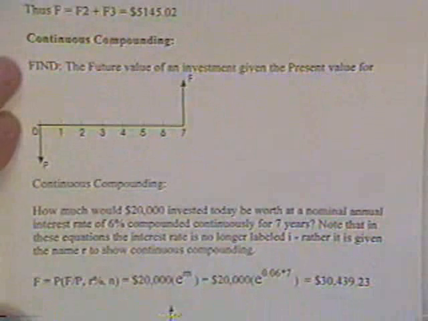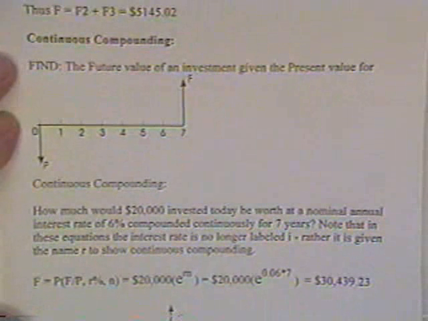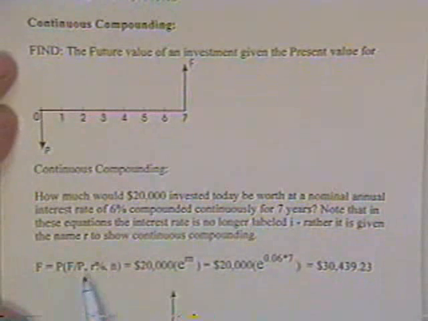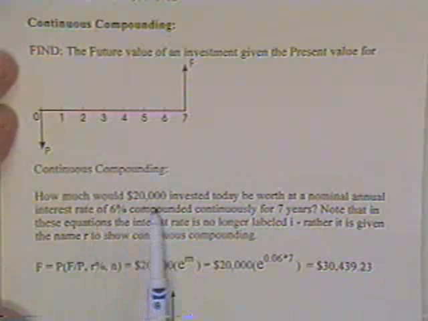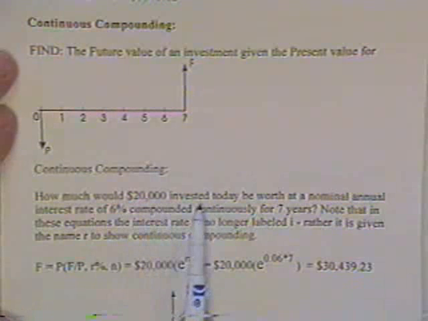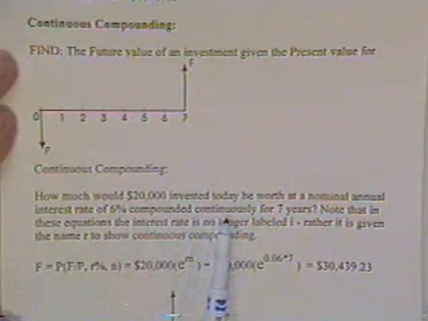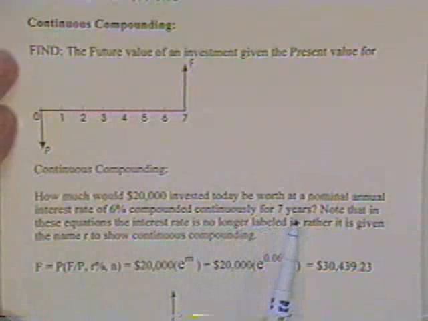Now for continuous compounding. He does not give answers in the book, does not give tables for continuous compounding. We're going to have to be using the equations. We can still write it in economics notation, but to get that factor, we're going to have e to the Rn. For example, how much would $20,000 invested today give you at a nominal interest rate of 6%, but we're going to compound continuously for 7 years.